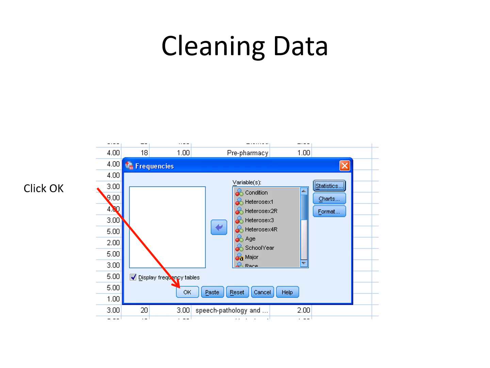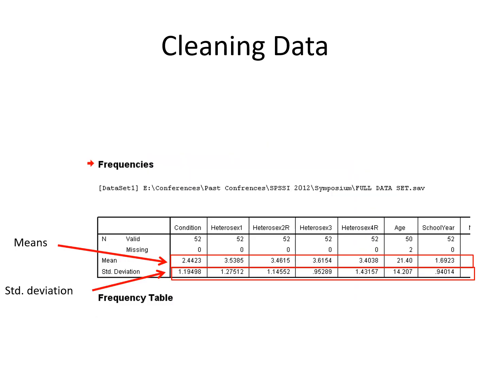So that's going to give us data on every one of these variables. Every one of the variables is going to appear in this chart. We're going to see how many valid people there were on each variable. So we have condition, heterosexuality, 4 different forms, age, school year, demographics. And it's going to show us how many people responded. Notice that 52 people filled out the survey, but only 50 actually provided their age. So 2 people didn't give age in this case. There were 2 missing.